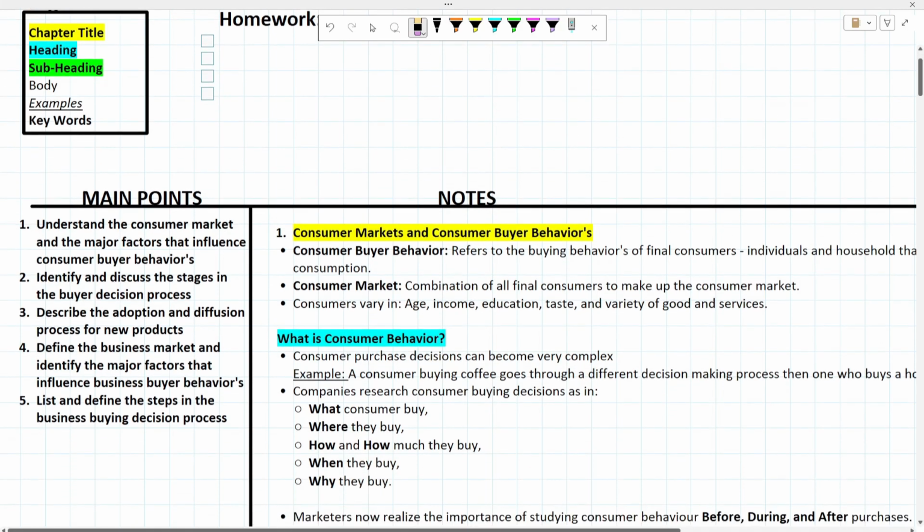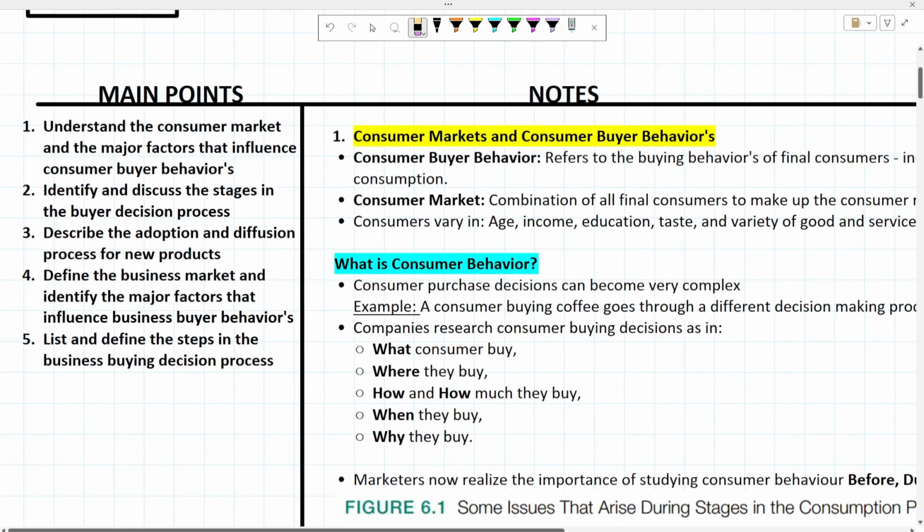So let's look at the main points I'm going to be talking about today. Number one, understand the consumer market and the major factors that influence consumer buyer behaviors. So consumer market and the factors on consumer buyer behaviors. Number two, identify and discuss the stages in the buyer decision process. So the buyer decision process. Three, describe the adoption and diffusion process for new products.